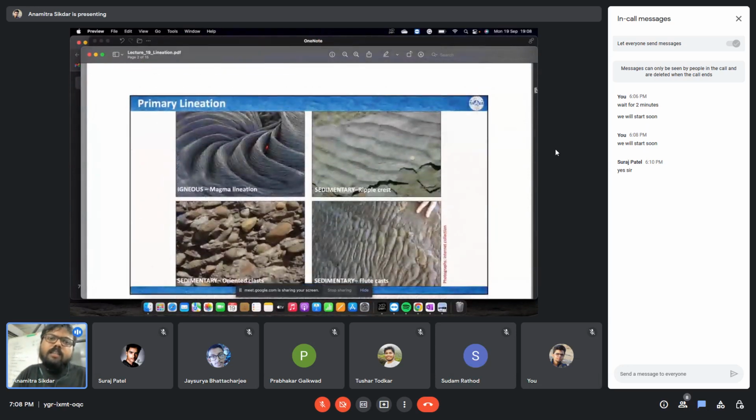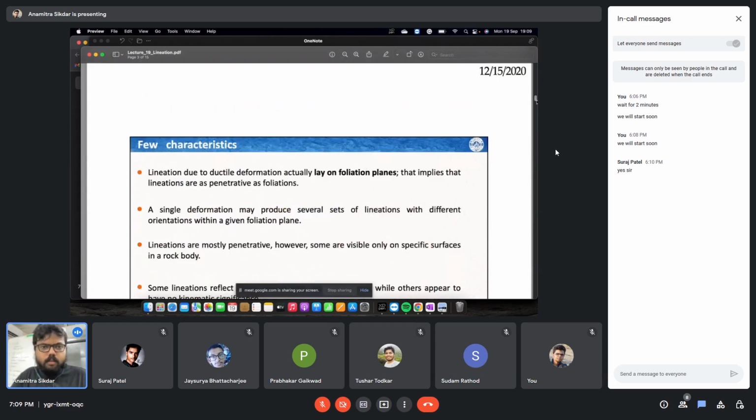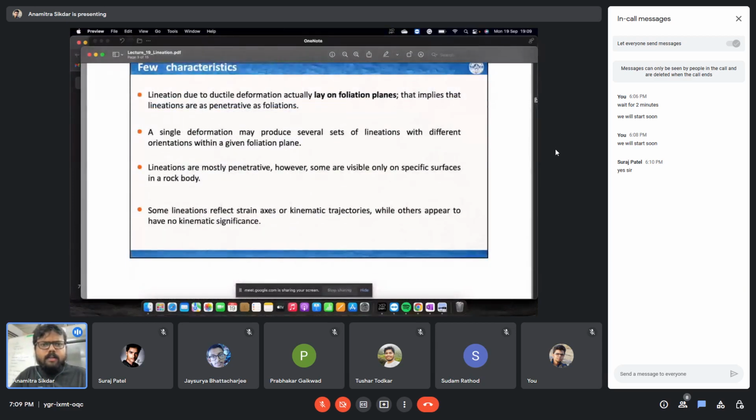Yeah, so these are some examples of primary lineations. Any kind of linear feature that you see in the field that is not the result of a deformation, you can call primary lineation. But in structural geology, we are more concerned about the forces, the strain direction, those things, and those are associated with the deformation. So we are interested in the lineations that are produced by deformation. Okay. The lineations are also penetrative, like foliations.